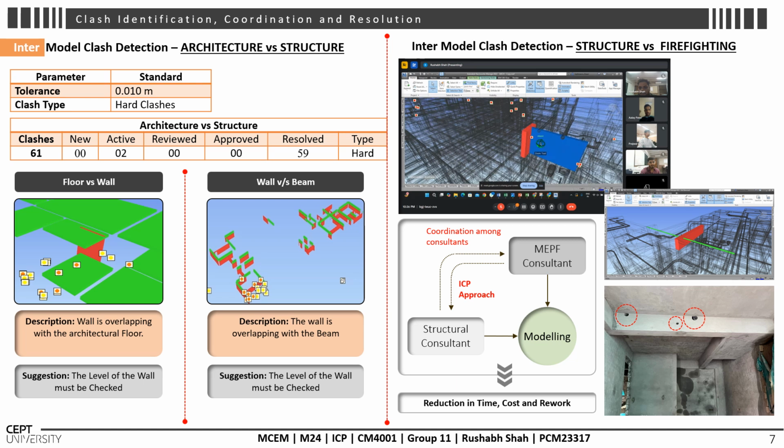So we suggest the MEPF consultant and structural consultant coordinate among themselves. They use the ICP approach. The structural consultant and MEPF consultant review their models. After that, they also give suggestions and provide the sleeve drawing. So it will result in a reduction in time, in cost, and also in rework.